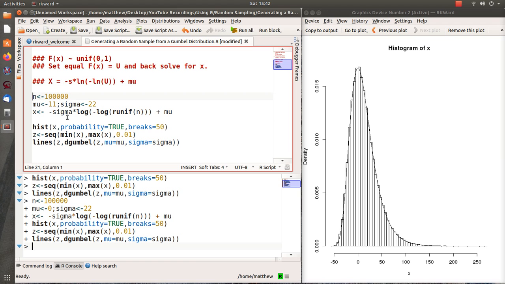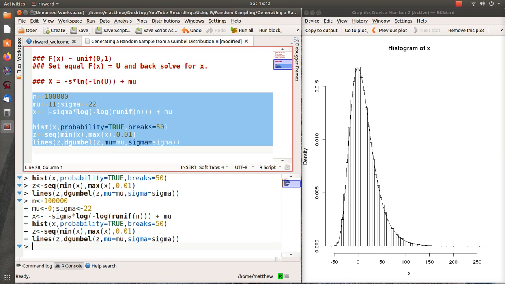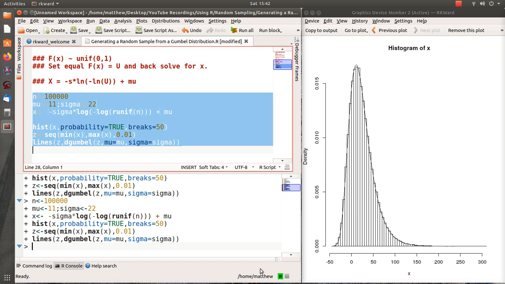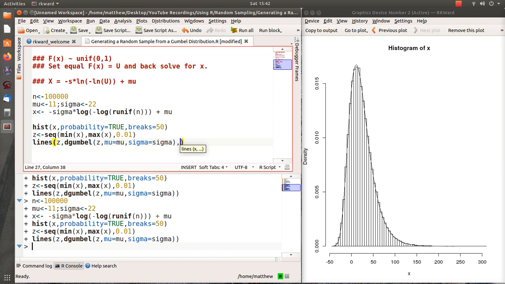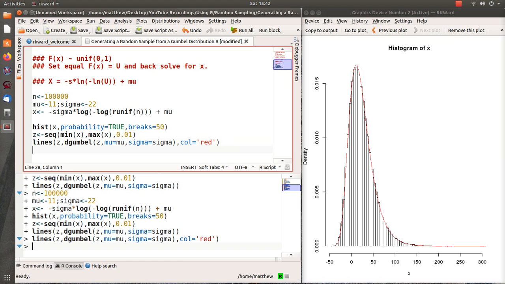And so let's redo it for a mu of 11 and sigma 22. We'll generate the data, plot a histogram, and then draw the actual density of the Gumbel distribution over the top of it. And that follows so closely. And perhaps I should have made the line red, and then you can really see that it's just right over the top of this random sample.